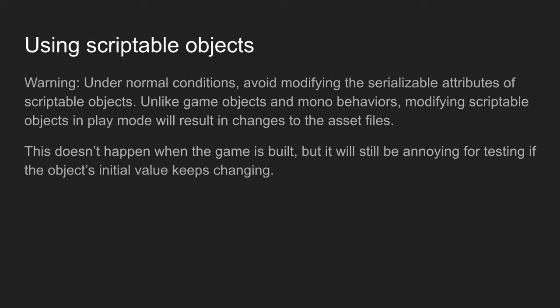There is a warning. For some reason, even though normally when you change values in play mode in Unity, after you exit play mode, all the values change back, but not with scriptable objects. So if you modify these values, then they get saved in the asset files. So it's not a big problem, it's just annoying if you're just trying to test something.